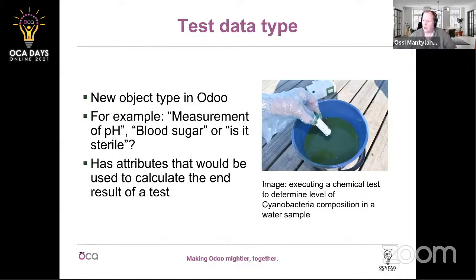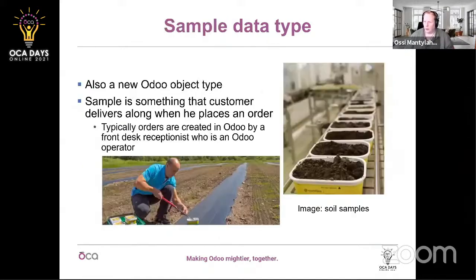But the other data type we are talking about is a sample. Odoo does not have this kind of concept that the customer sends something along with the sales order. So the customer confirms the sales order, but if the customer is obligated to deliver something in order for the provider to be able to do the work, then Odoo falls short. Odoo does not have this kind of data type concept, so we have created it.